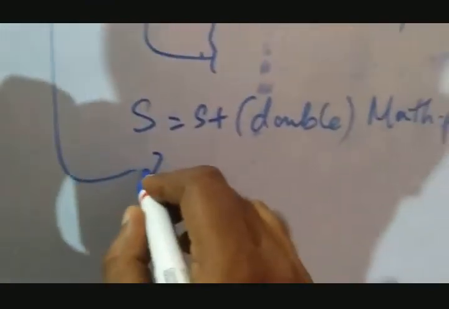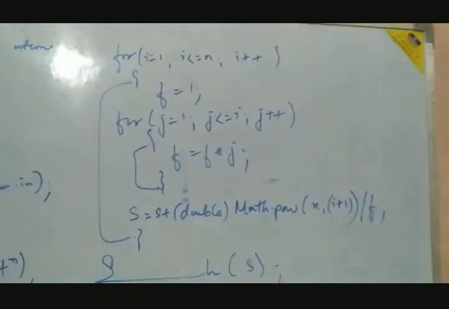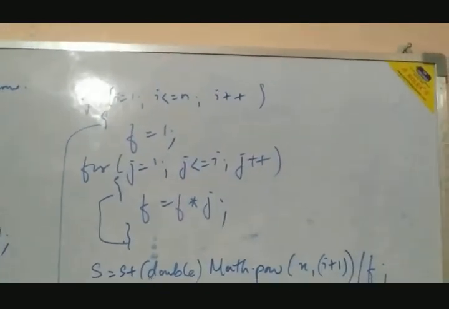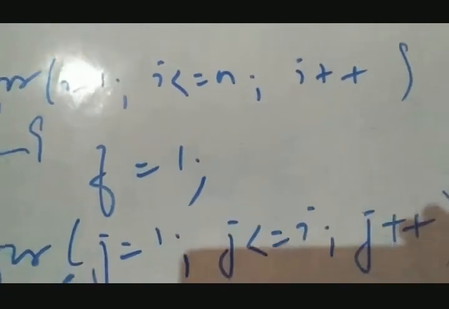Now this is the outer for, this is the inner for, this is the outer for, and now after this you have to print it. System dot out dot println s, main close, class close. This is what the logic is.